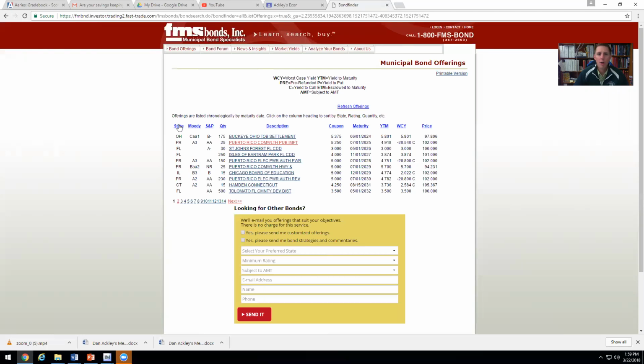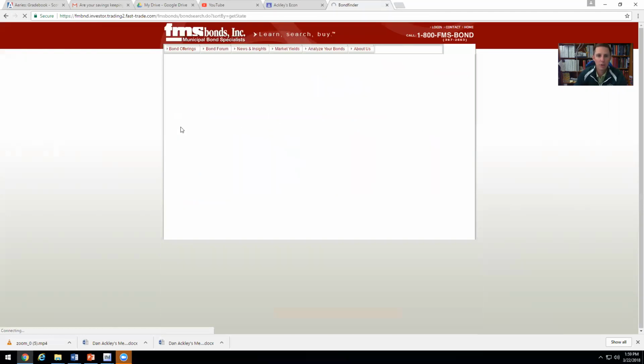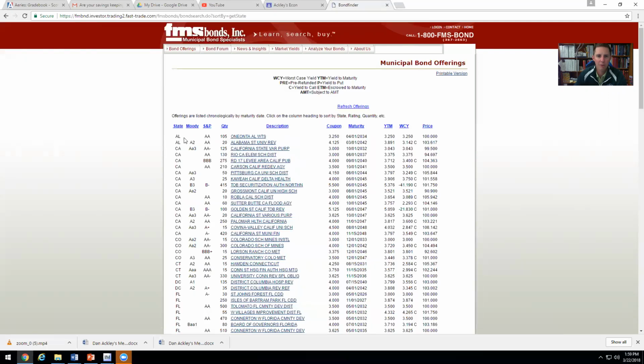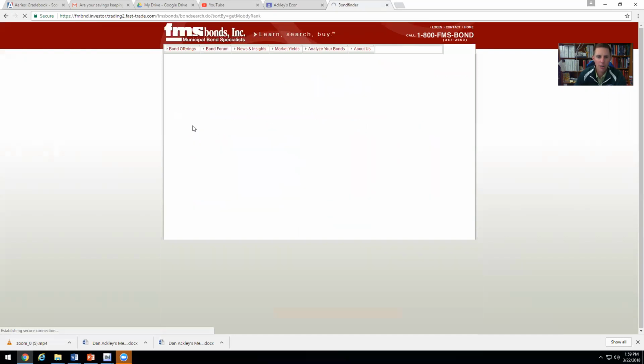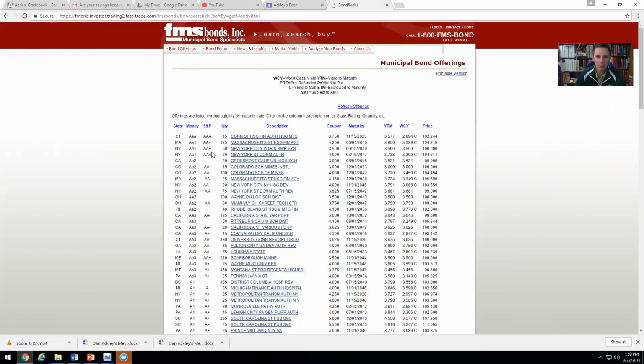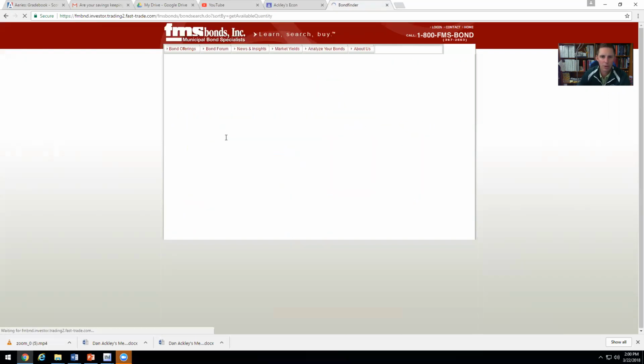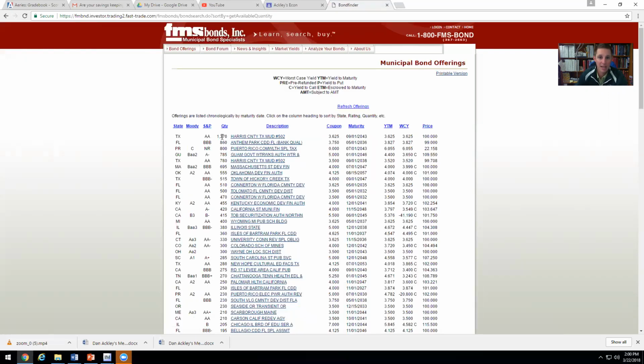If you want to figure out which ones, you can click on any of these headings. Click on state, and click on state again, and it'll alphabetize, Alabama down to California. So if you're looking for something in California, you can check these out. If you're looking for high-rated bonds, click on Moody's, there it is, and Standard & Poor's rates them. As you can see here, the top-rated AA, AAA bonds. And how many, you can click on quantity. There's 10, or keep clicking on it. There's the one that has the highest amount of bonds available.